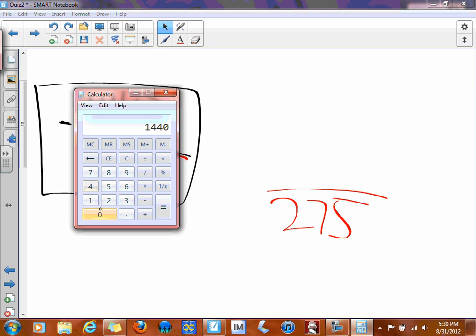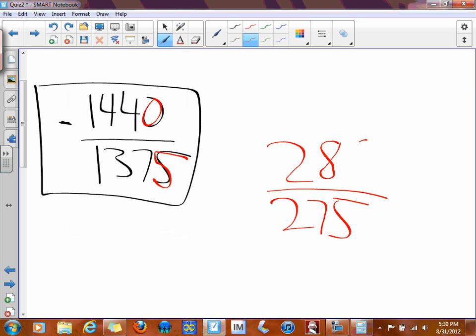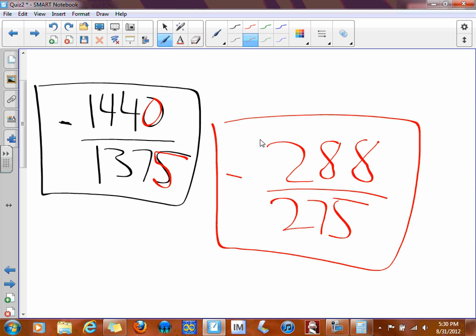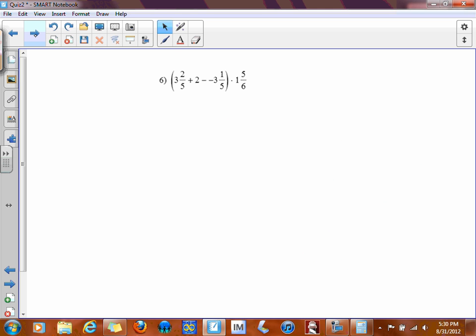1440 divided by 5. And that's 288. And don't forget, the whole thing is negative. This is the answer right here. Okay, that was a lot of work. But that's what it takes. Okay, don't shy away from work. Anything that's worth doing takes a lot of work.